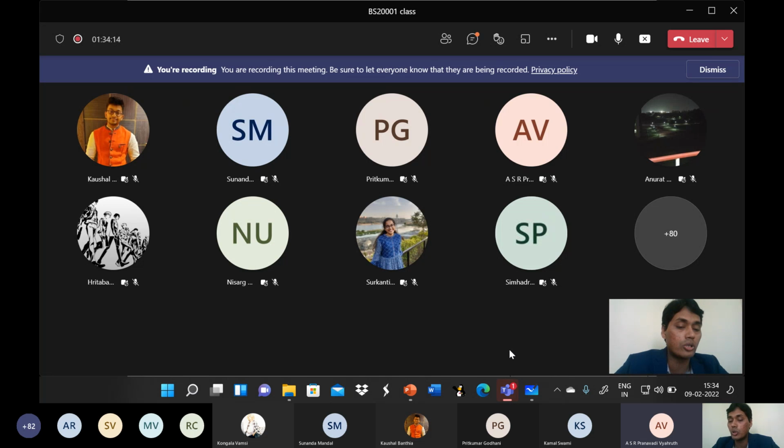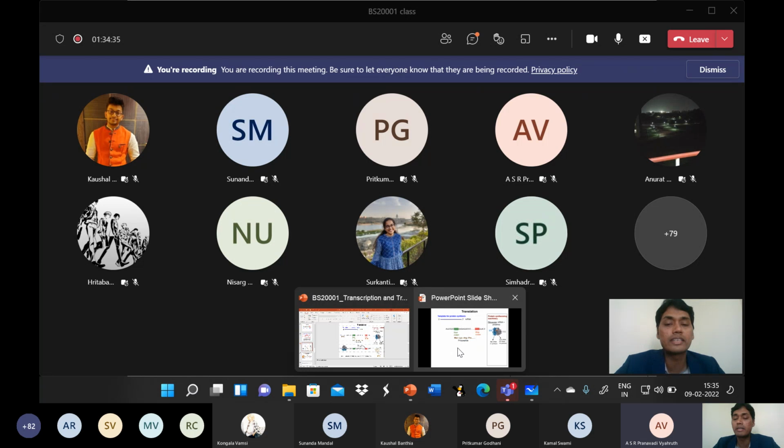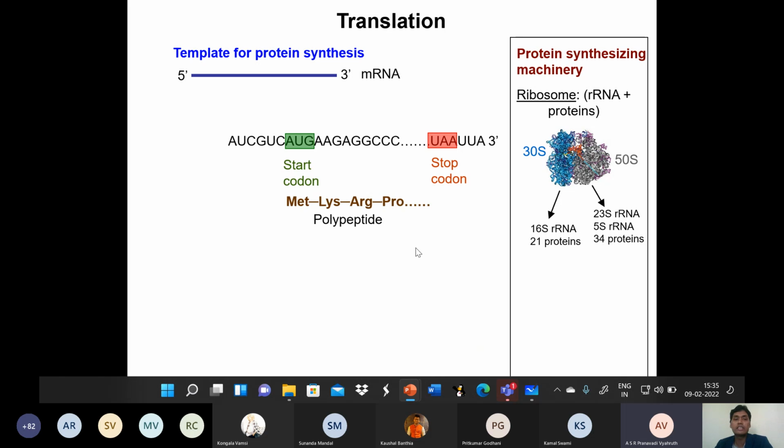So from the next class, Dr. Somo De will be taking classes and he will explain how these linear sequences of amino acids are converted into a 3-dimensional structure and how it helps to attain a specific function. But what we were discussing here is that you are getting a polypeptide.